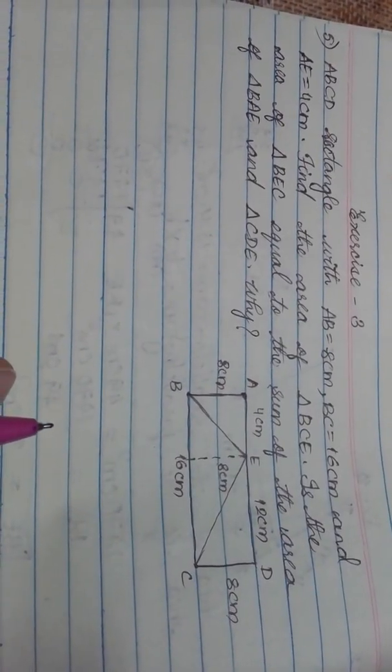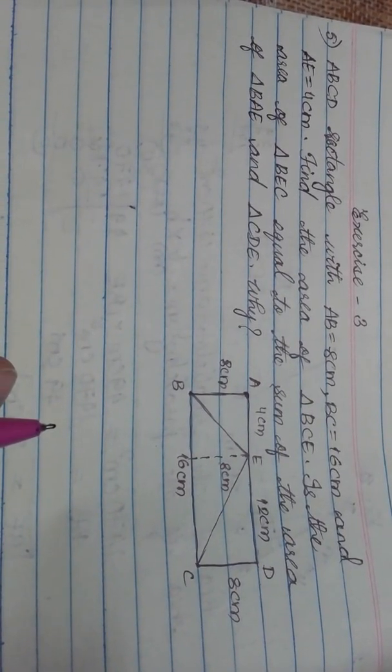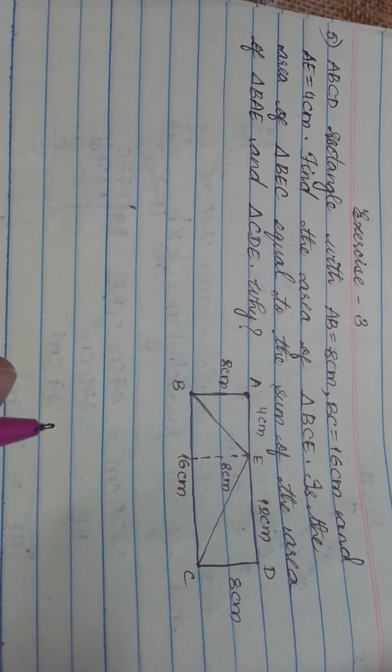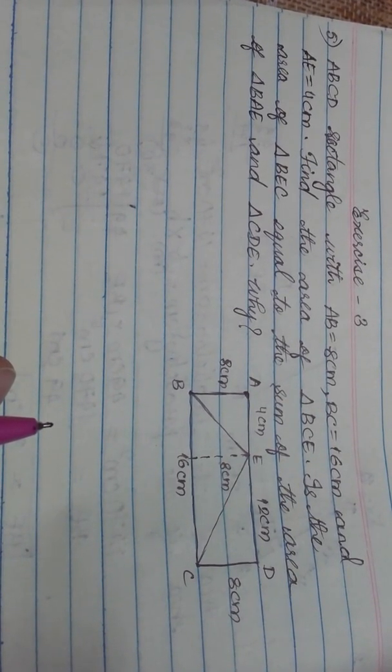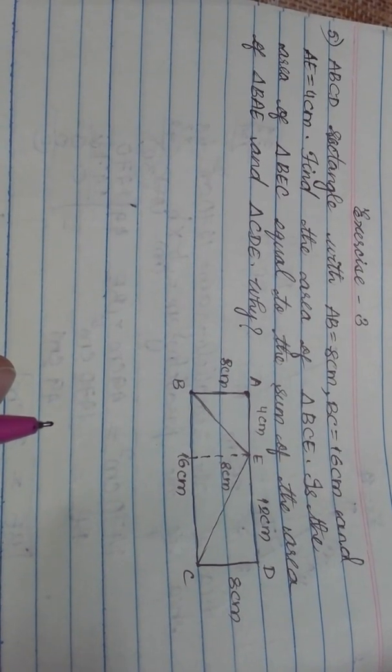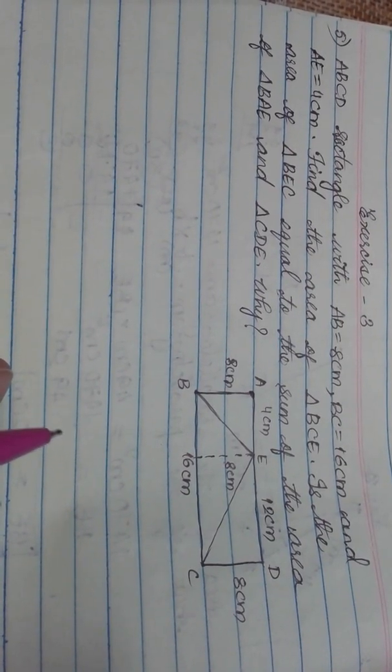Exercise 3, let us do the fifth problem. ABCD is a rectangle with AB equal to 8 centimeters, BC equal to 16 centimeters and AE equal to 4 centimeters. Find the area of triangle BCE. So let us see B, C and E. This area we have to find out. Is the area of BEC equal to the sum of the areas of BAE and CDE? This is what you have to find out.